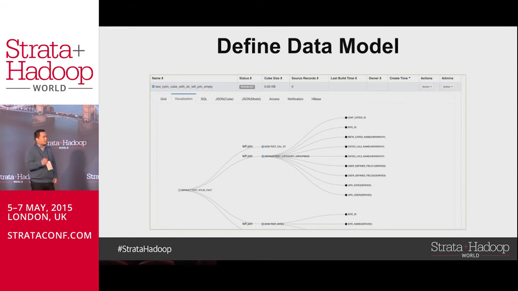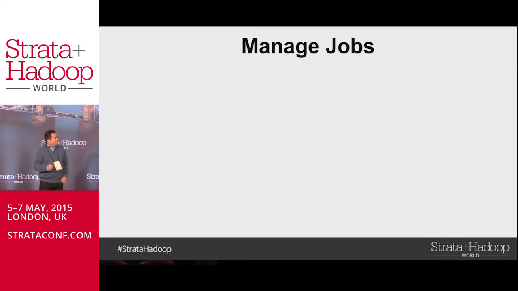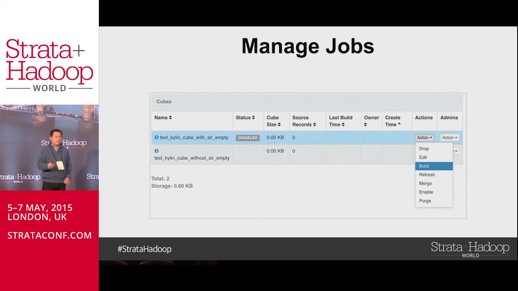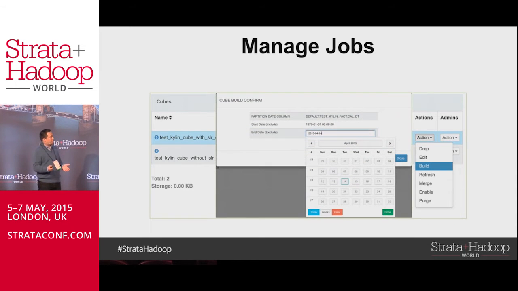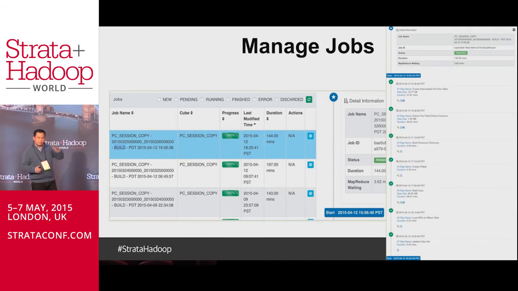Okay. And once the cube definition is ready, we have one interface to let users manage jobs and kick off the cube build job. It's very easy to build: pick a data range, and our engine will automatically generate a sequence of steps, with a Hive query, a Java call, and a bunch of MapReduce jobs. It looks like this, different steps.